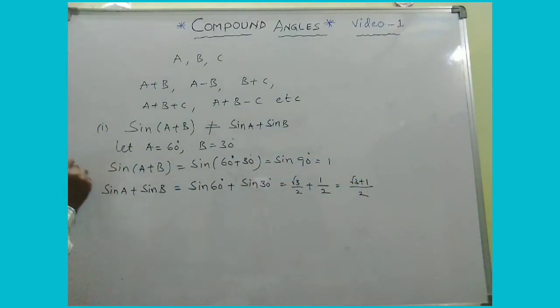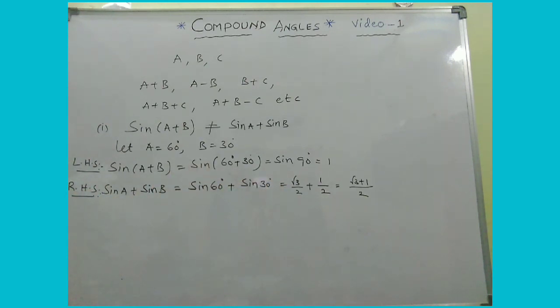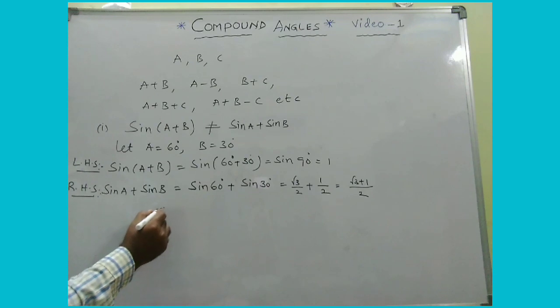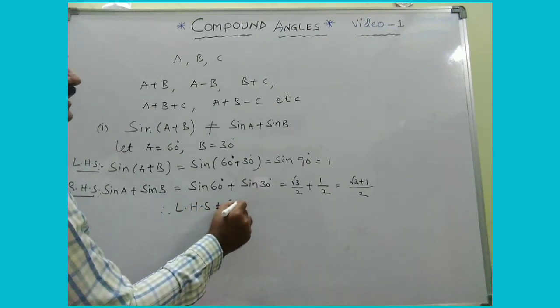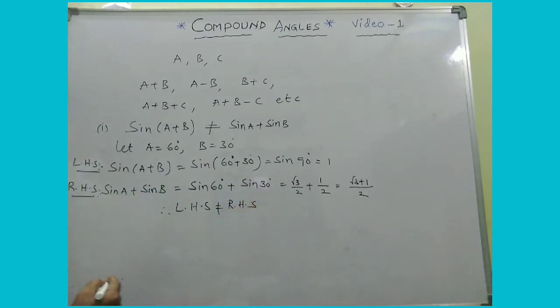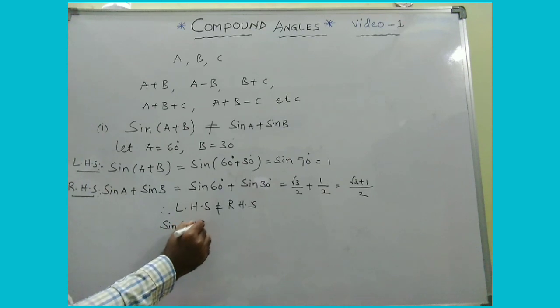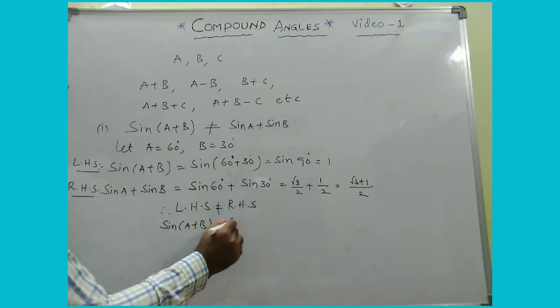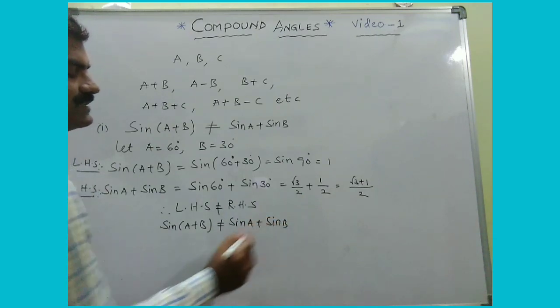So look here: LHS, that is the sine of A plus B value, we got as 1. Whereas RHS, the sine A plus sine B value, we got as root 3 plus 1 whole divided by 2. So clearly I can say that LHS is not equal to RHS. Do you understand? That is what I am telling, that sine of A plus B can never be equal to sine A plus sine B, isn't it?